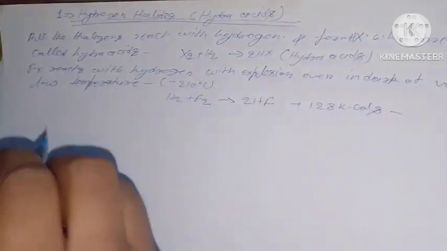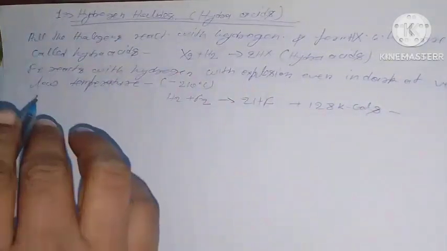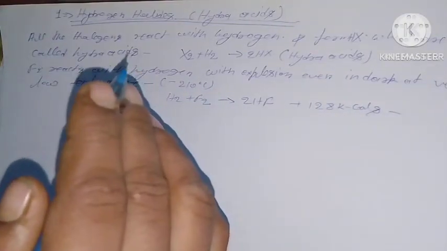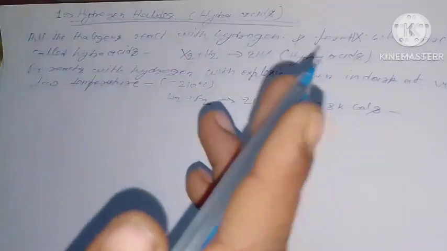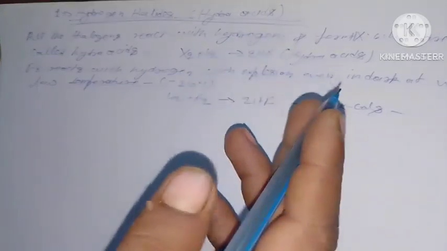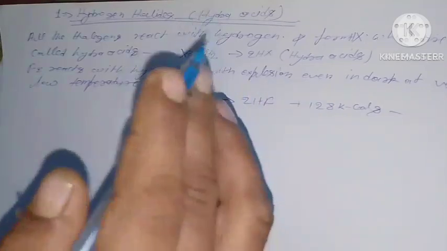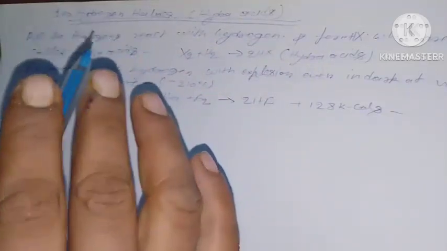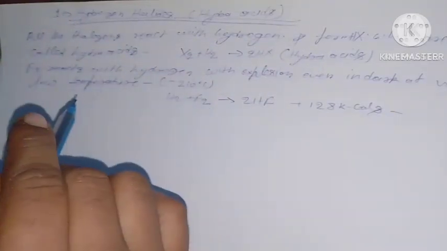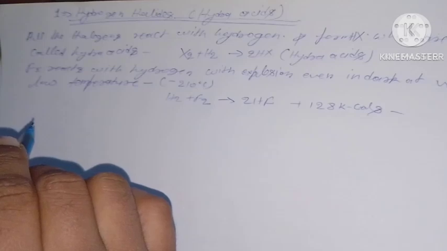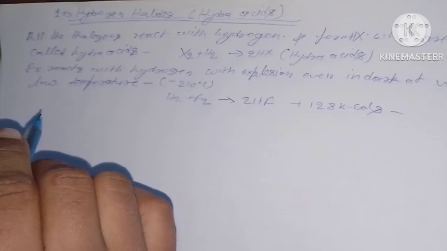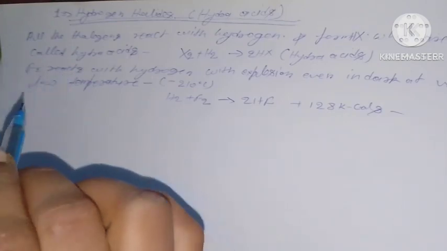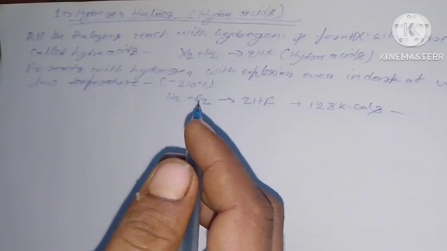Other halogens react with hydrogen on heating and in the presence of a suitable catalyst. Chlorine reacts with hydrogen on exposure to sunlight, while bromine reacts with hydrogen upon heating. Iodine reacts with hydrogen to a certain extent only when heated in the presence of Pt as catalyst. This shows that reactivity decreases with increase in atomic number.